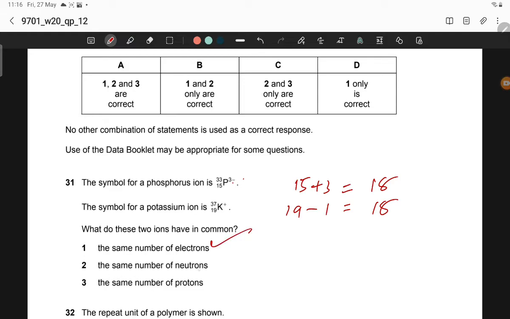They have the same number of neutrons. So 33 minus 15 is equal to 18, and 37 minus 19 is equal to 18. So this is also correct. 1 and 2 were correct, so the option is B.